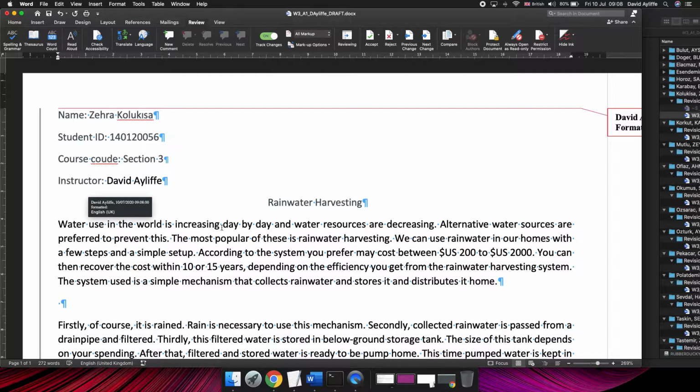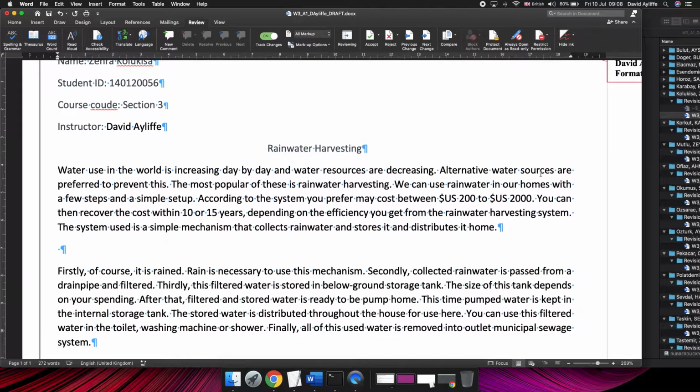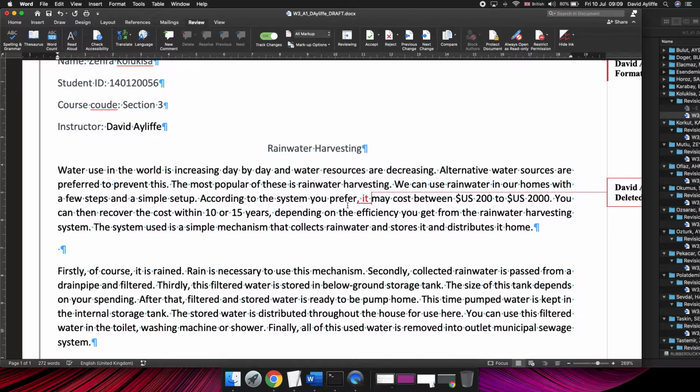Water use in the world is increasing day by day and water resources are decreasing. Good. Alternate water sources are preferred to prevent this. The most popular of these is rainwater harvesting. We can use rainwater in our homes with a few steps and a simple setup. According to the system you prefer, it may cost between $200 to $2,000.